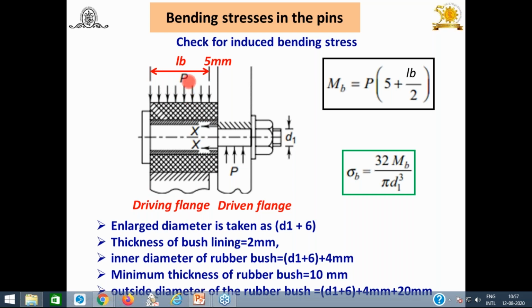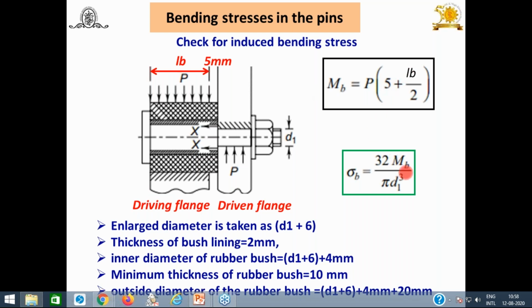Look at this P, which is acting here. Length is LB. To convert it into a point load, it is P into LB by 2. I have written here P into LB by 2 plus here. What is the gap here? 5 mm. So total length how much? P is going to act at a distance of LB by 2 plus this 5 mm. Try to understand. That's why P in bracket 5 plus LB by 2. Therefore, you will get Mb is equal to P in bracket 5 plus LB by 2.